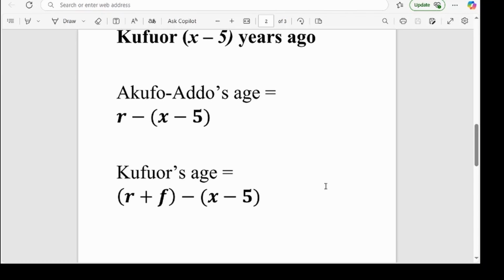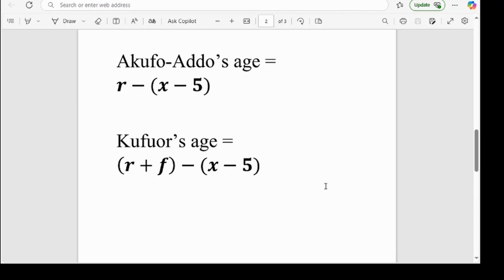So Akufo-Addo's age S minus 5 years ago would be R minus in bracket S minus 5. So Kufuor's age would be represented as the combination of the age of Kufuor himself and that of Akufo-Addo minus their ages 5 years ago. So we are going to get in bracket R plus F minus in bracket S minus 5, and this represents Kufuor's age.